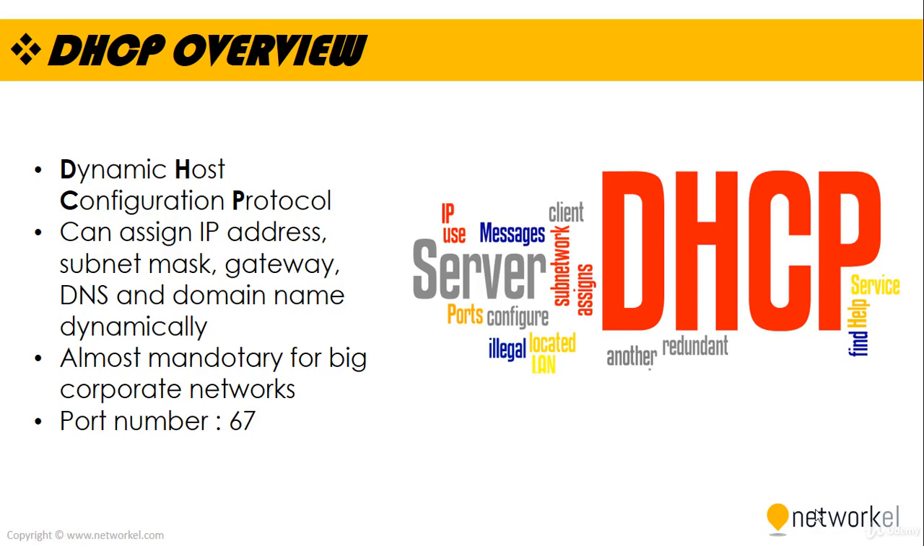DHCP uses port number 67. For example, if you are managing a network with 1000 clients, it is almost impossible to assign IP address configuration manually for each client, so DHCP is almost mandatory for big corporate networks.